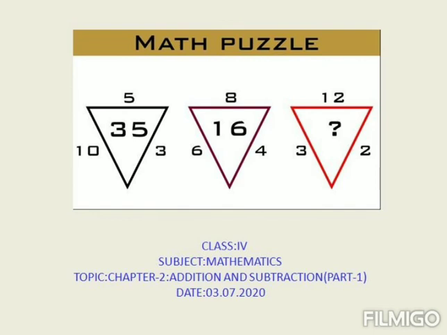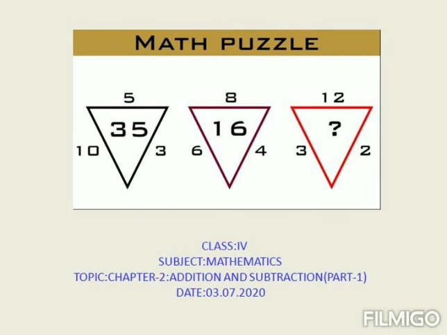Children, here is your today's math puzzle. There are 3 triangles. In each triangle, there are 3 numbers outside the triangle and there is a number inside the triangle. Look at the first triangle. Down we have 2 numbers, 10 and 3, and at the top we have one number, 5.